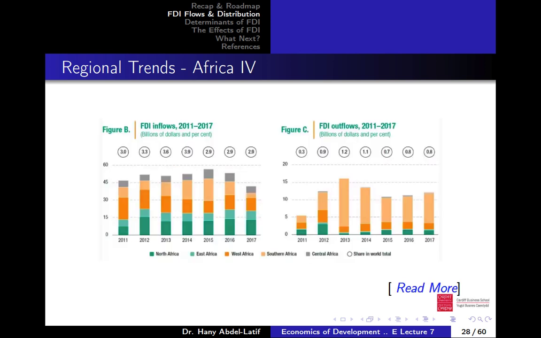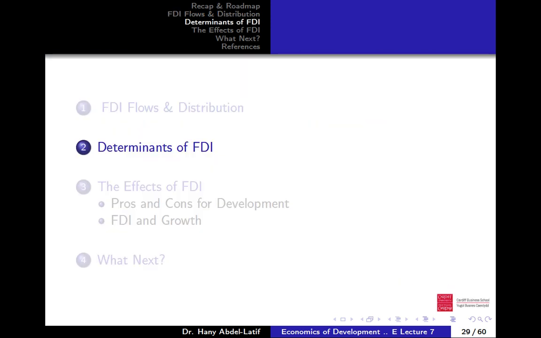So anyway, let's now move on to the determinants of FDI. But before we move on, let me summarize the main idea from all these trends and flows. What we saw here is that FDI seems to be the largest source of financial or capital flows. So it is important. There's so much money moving around. However, when you look at Africa, a very poor continent, the share of Africa is very, very modest, very tiny. 2.9% is nothing.